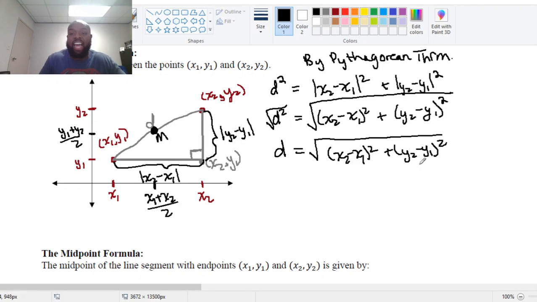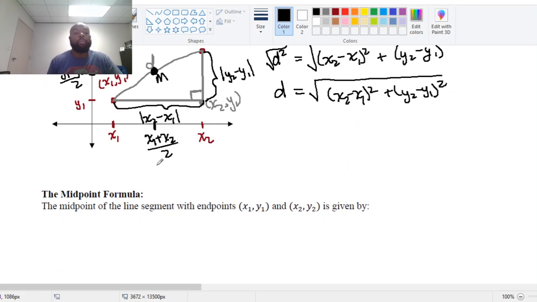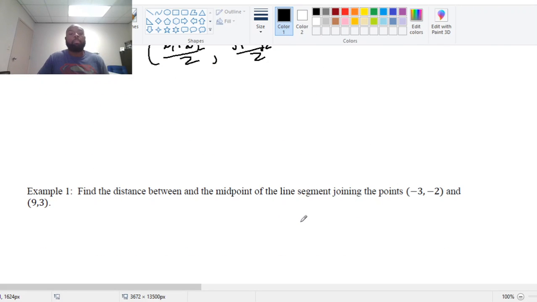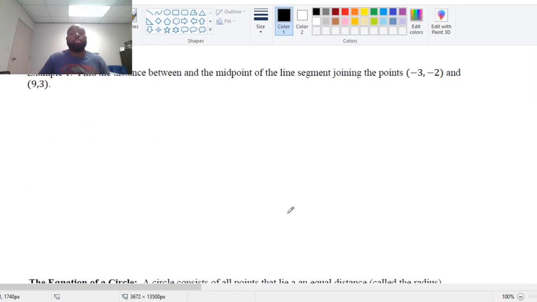Your distance is an actual number, but the midpoint formula gives you the actual coordinates of the point that's directly in the middle between those 2 points. And so it's an ordered pair. It's x1 plus x2 over 2 comma y1 plus y2 over 2. Let's look at an example where we use these to find the midpoint and the distance between points.